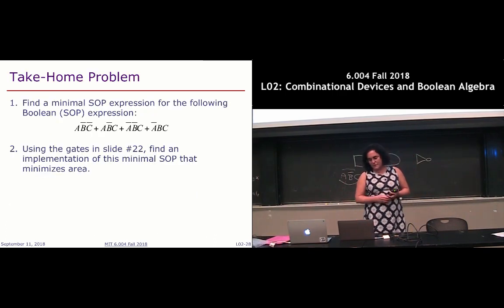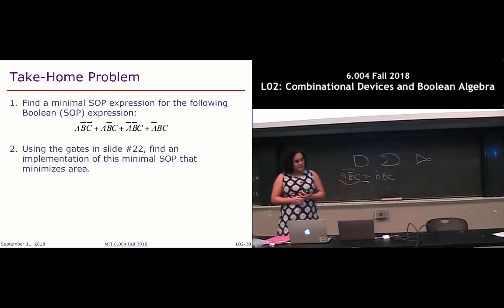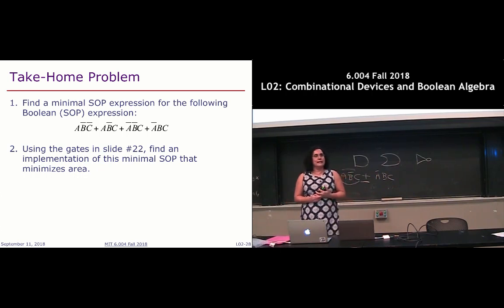So just to finish up for today, this is the take-home problem for today. You have the following Boolean expression. You have it also in the back of your handout. What you want to do with that is produce a minimal sum of products, and also map it to gates in order to minimize the area.